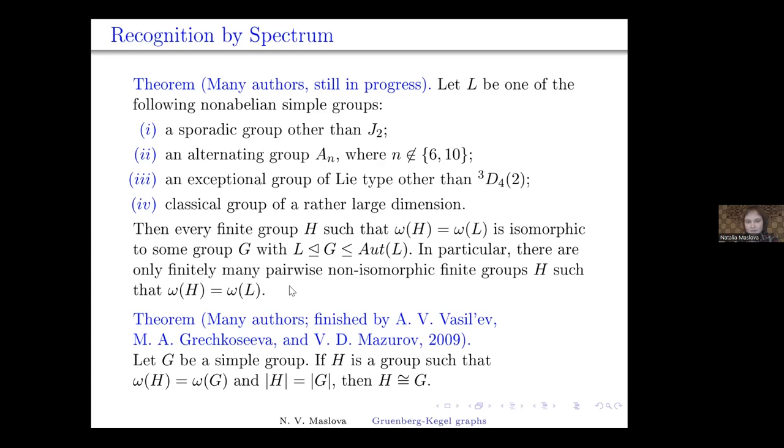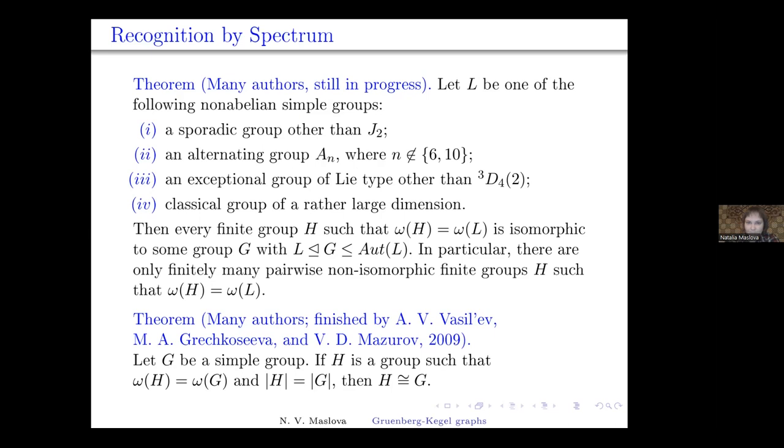Some other very famous result belongs to a big group of authors, but the final step was given by Andrei Vasilyev, Maria Grechkoseeva, and Viktor Mazurov more than 10 years ago, and they have proved that any finite simple group is uniquely determined by its spectrum and its order.